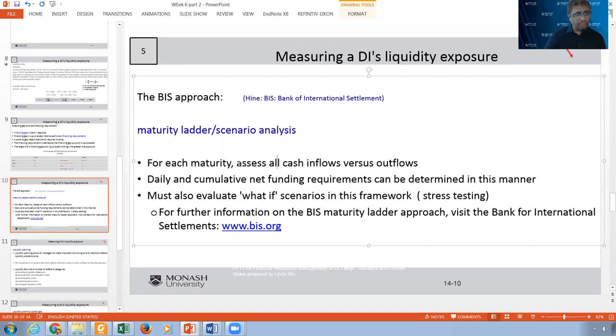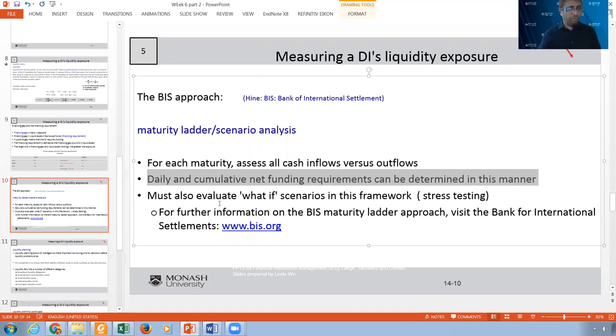It depends on the gaps on the ladder. So it's some maturities like what we have seen in the interest rate, but here for liquidity. So you will assess all cash inflows versus the outflows. And we know what the inflows are that are coming, like from depositors, and outflows like loans. So we have to do it daily. We can do it daily and cumulative net funding. It can be determined in this manner. So you can do it in horizons, and also you can do it on a daily basis. It depends on the horizons and the ladder you are using.